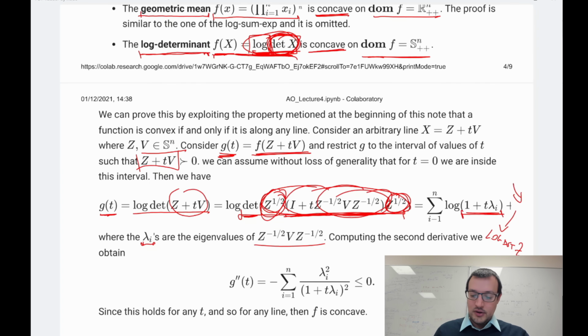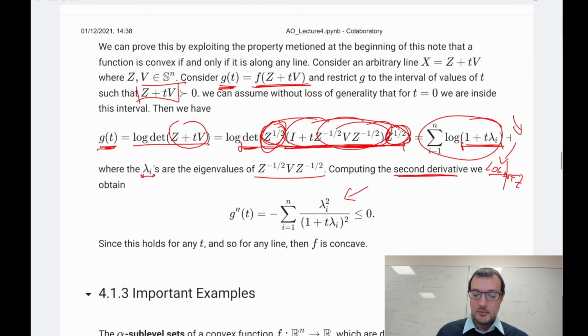So at this point, what we can do is compute the second derivative of g of t. Of course, this is the derivative with respect to t, so this term doesn't matter, because it does not depend on t. We compute the second derivative of this term, we end up with this term, and we see that everything is quadratic, but there is a minus outside, and so we have that g double prime is less or equal than 0, and this shows that f is concave.